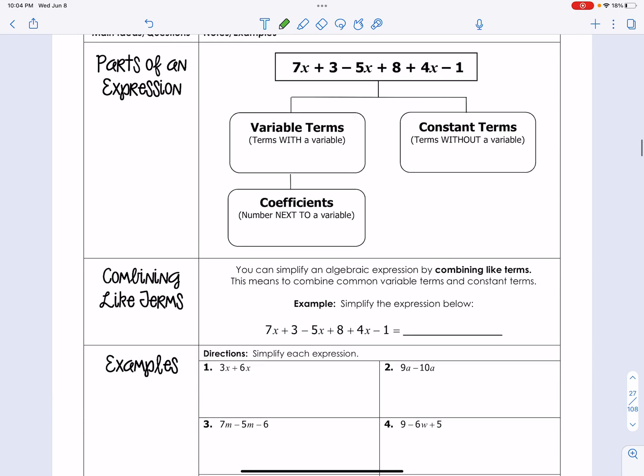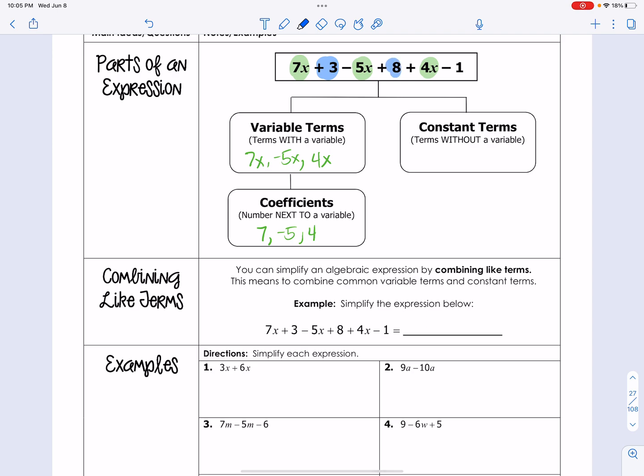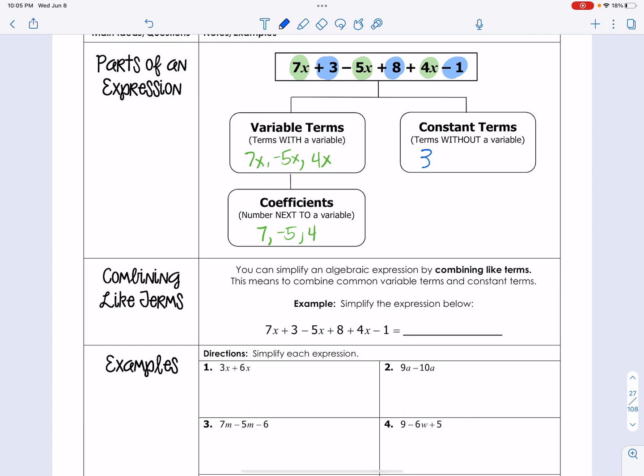So we're going to talk about parts of an expression. If we look at variable terms, those would be things like 7x, negative 5x, 4x. Those are my variable terms. If I ask for the coefficients, those would be the numbers in front, like the 7, the negative 5, and the 4. And then finally, my constant terms are anything that doesn't have a variable. So in this case, my constant terms would be 3, 8, and a negative 1. Okay, so just understanding that.